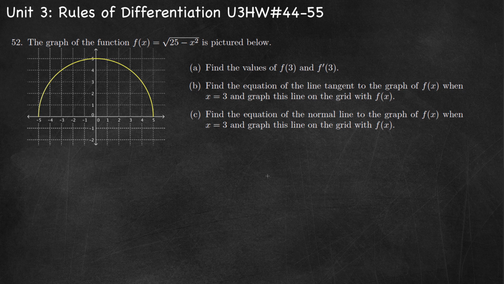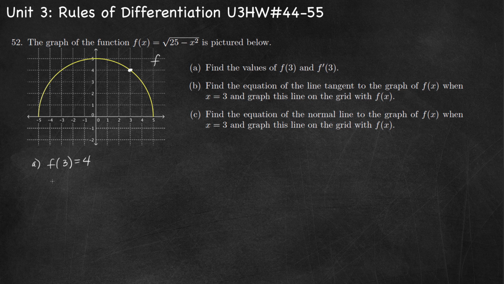Number 52. The graph of the function f of x equals square root of 25 minus x squared is pictured below. Find the values of f of 3 and f prime of 3. So f of 3 we can read right from the graph. This is the graph of f. So f of 3 would be this point right here, which is 4. f prime of 3 would be the slope of the tangent line at that point. So we might be able to estimate it based on looking at the graph, but we can do better. Since we have the actual equation, we can compute it.